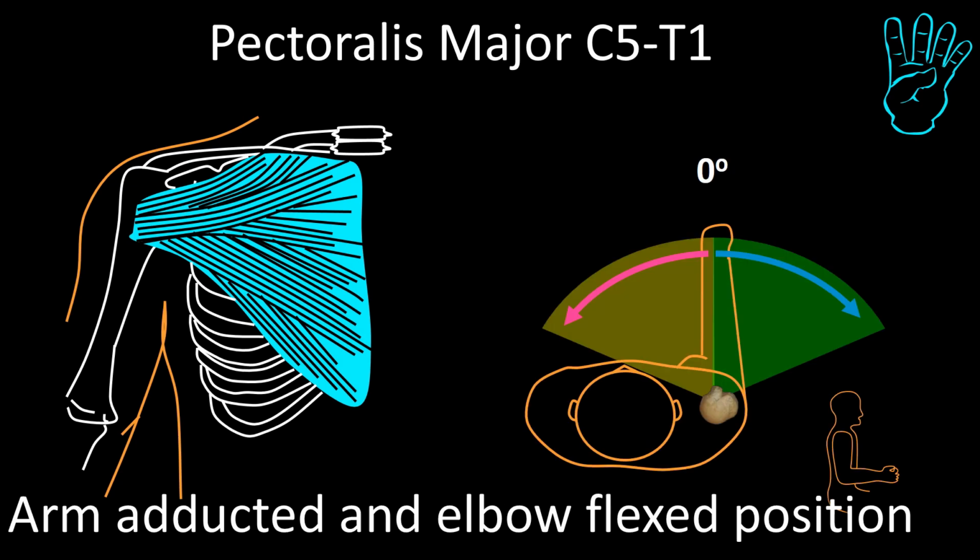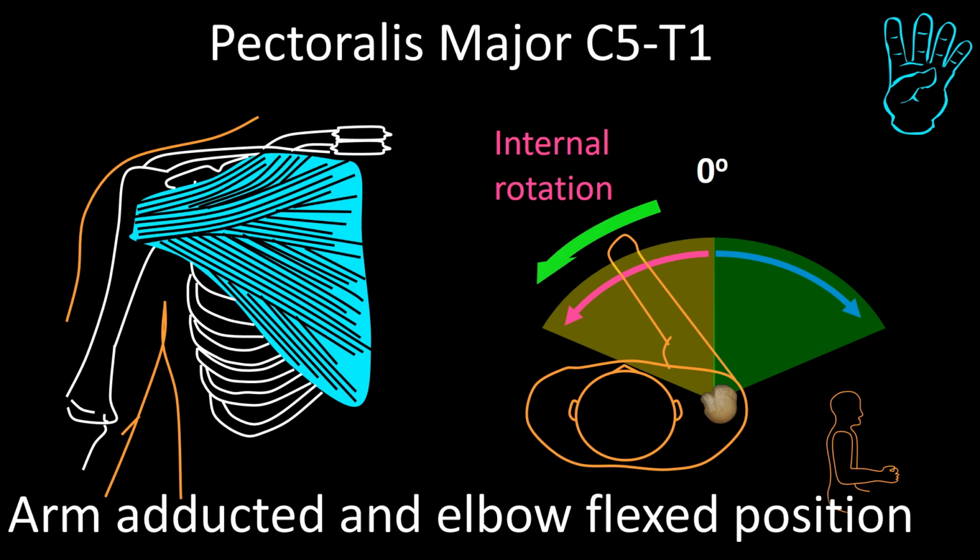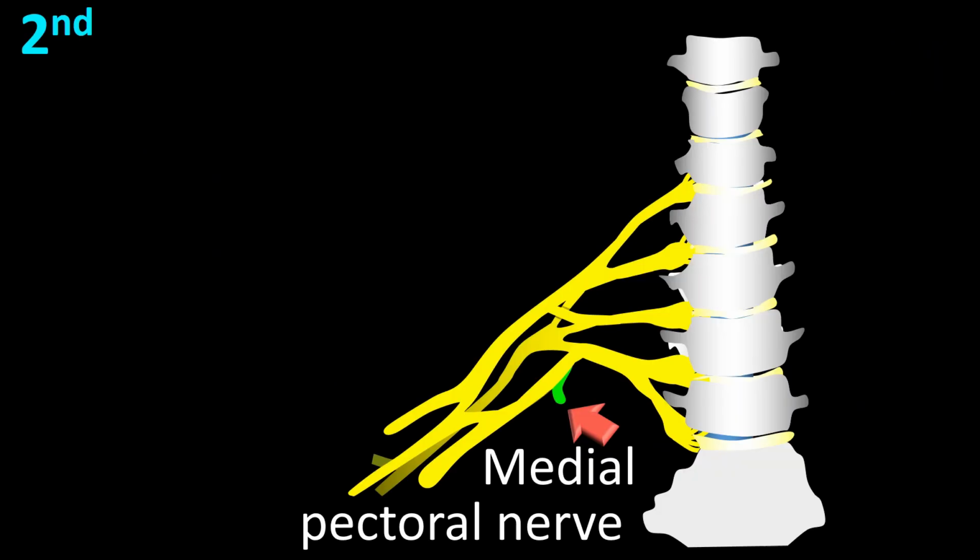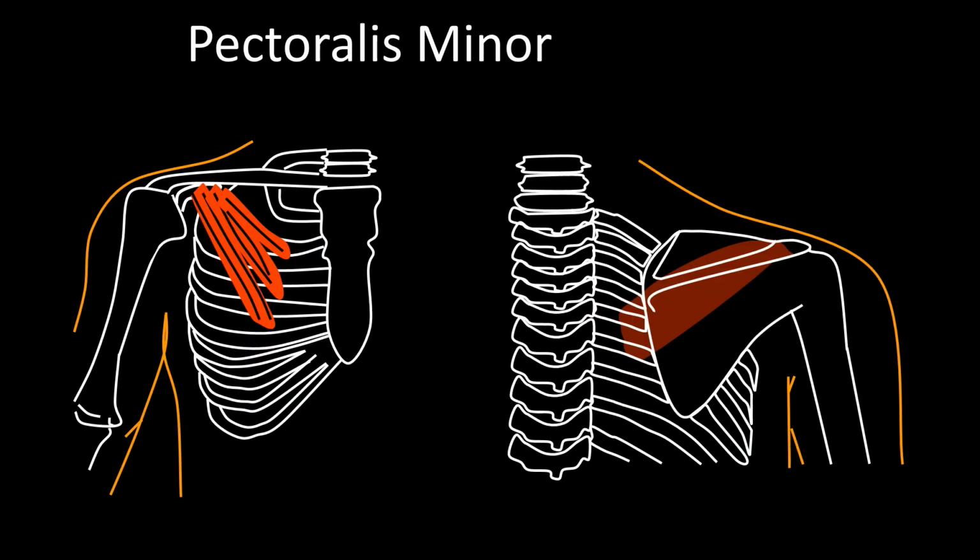And the fourth action, from arm adducted, elbow flexed, and forearm forward position as indicated in this frame, is shoulder internal rotation. The medial pectoral nerve, in addition to contributing to the innervation of the pectoralis major, by itself innervates the pectoralis minor. This muscle receives fibers from C8 and T1 spinal segments, and it has 3 actions.